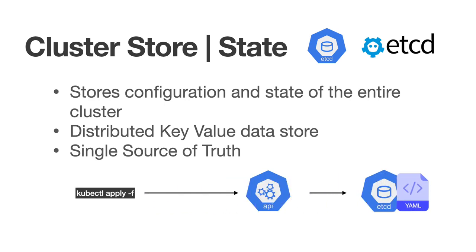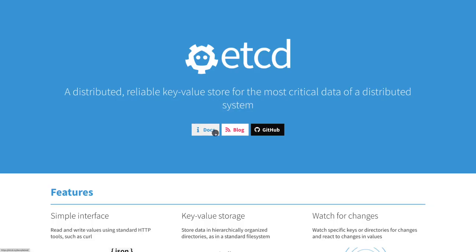All the way to the etcd store. So etcd contains the configuration for our entire state. So in here, I'm on the official website for etcd, and you can see that it's a distributed, reliable key-value store for the most critical data of a distributed system.